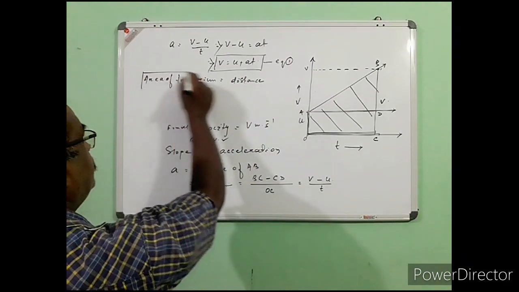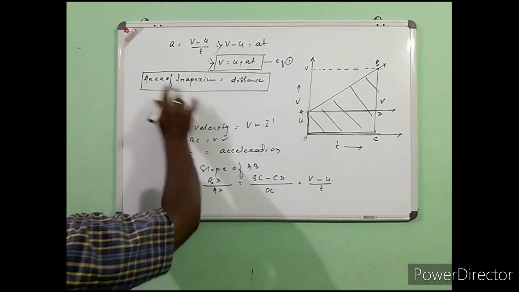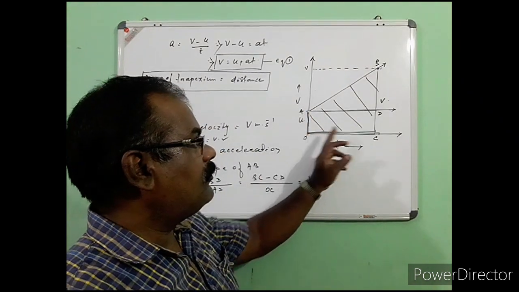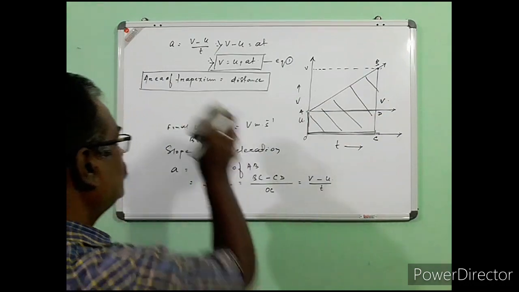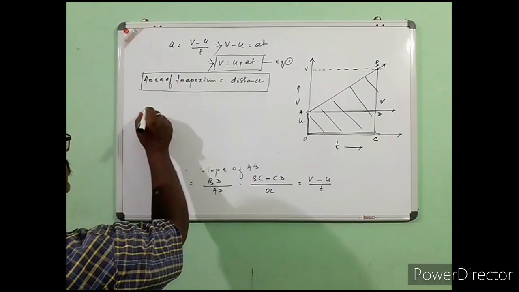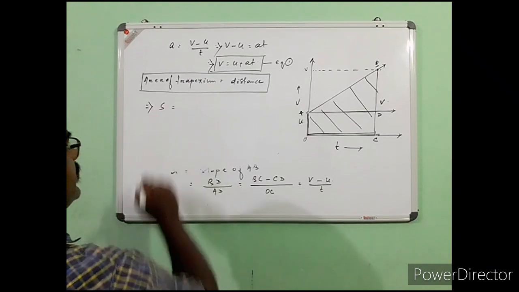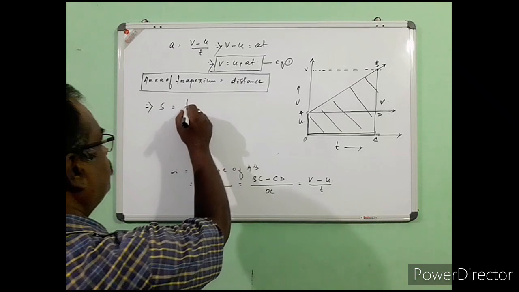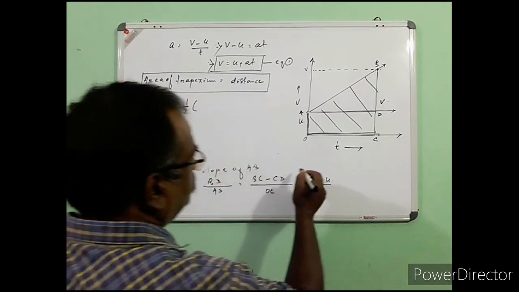So area of the trapezium is equal to the distance covered here. Which trapezium? That is your AOCB. Now, if we find the area of the trapezium, let the distance be S. So in that case, area of the trapezium, as we know, is half into the sum of the parallel sides.